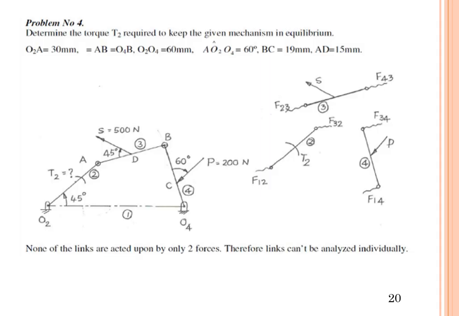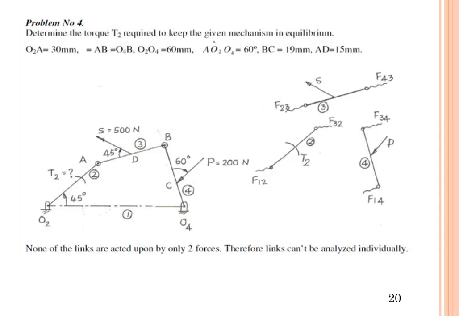So determine the torque required to keep the given mechanism in equilibrium. So once again torque 2 comes. It's a 4 bar mechanism. O2 A is 30 mm. AB is equal to O4 B, and O2 to O4 is 60 mm. Angle AO2O4 is 60 degrees. BC is 19 mm. AD is 15 mm.